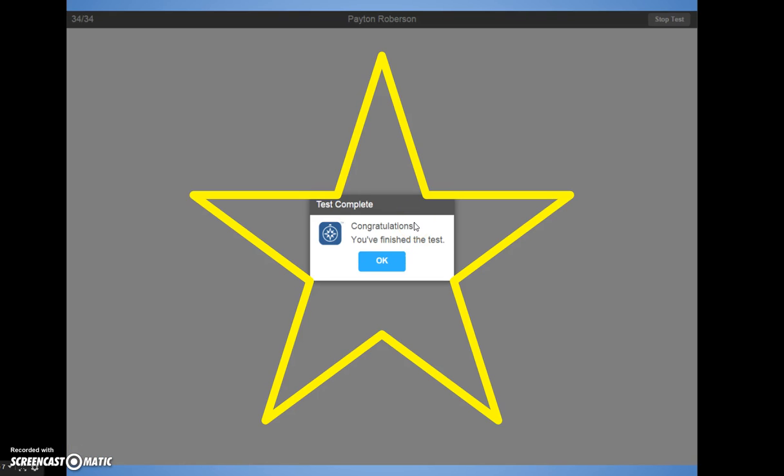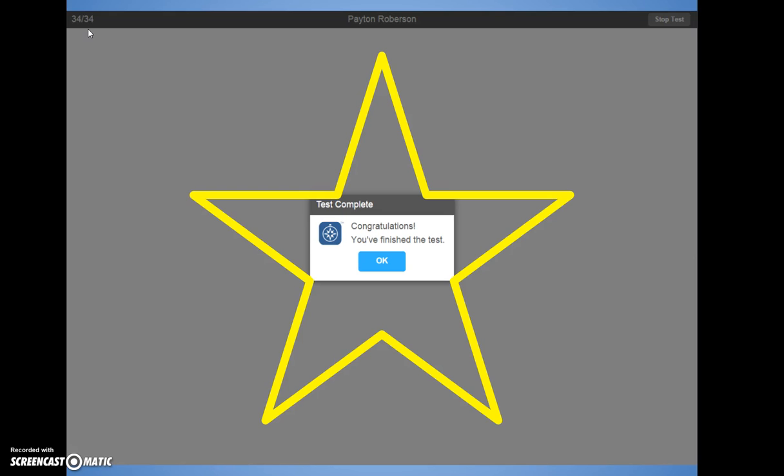And then once they get done with all the questions, they will get this box for test complete. Please make sure they don't exit out before they see this box. There are a total of 34 questions that they need to go through, and based on how well they answer the questions, the STAR Math will calculate their scores and give you a report based on that grade level and where they need to be.